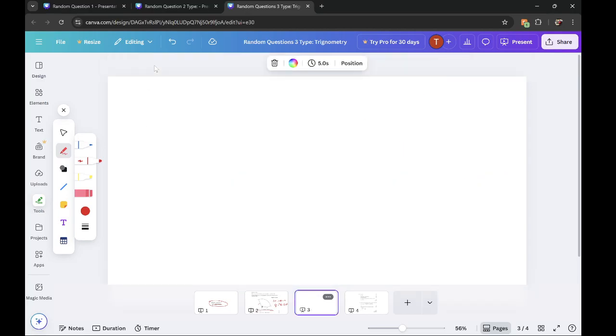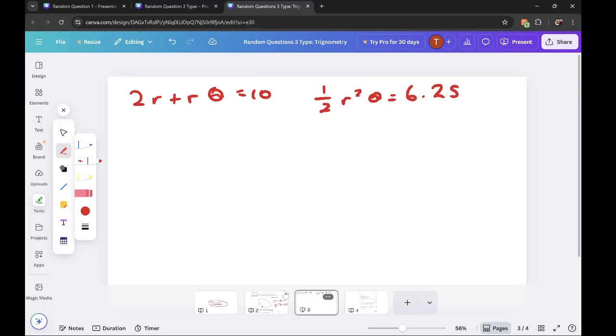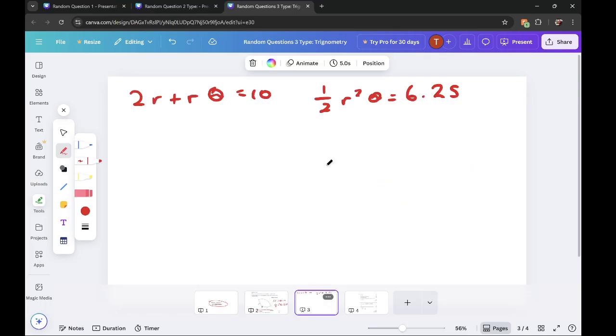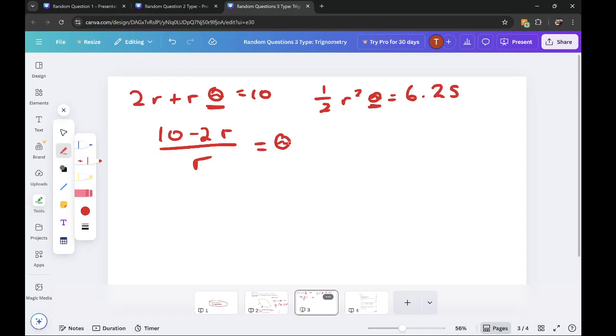Now I'm going to go on to the next page and explain it. So 2r plus r theta is equal to 10, and 1/2 r squared theta is equal to 6.25. They've given this quadratic equation in terms of r, so I'm going to write it in terms of r. I'm going to do this by trying to get rid of theta in one of these equations. I'd say get rid of it in this equation. So 10 minus 2r over r is equal to theta. And that's what I plug in over here.